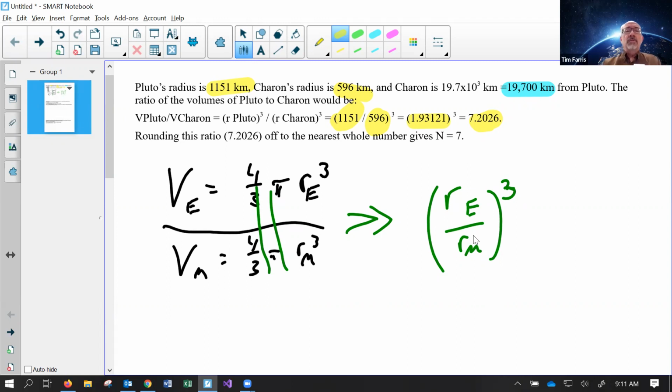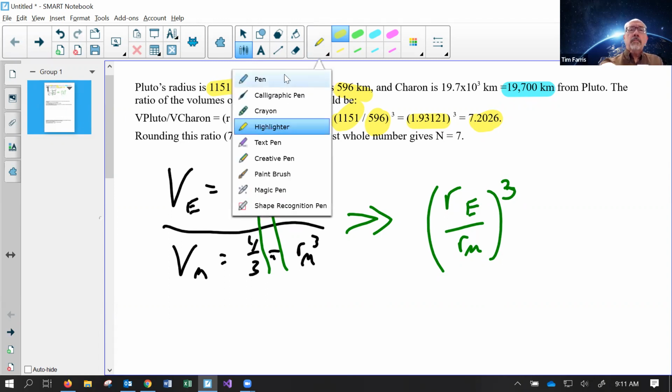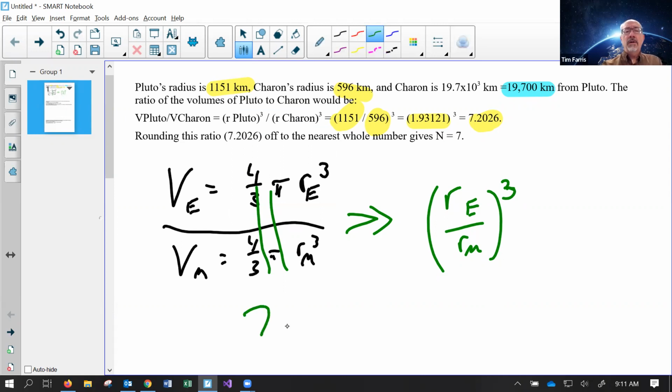So what that means when you're doing the Play-Doh work is you're going to make 7 balls for Pluto and 1 ball for, well, you'll do it for the Earth. In this case, I'm doing Pluto and Charon. I would make 7 balls of Play-Doh for Pluto and 1 ball for Charon. I'd make them all the same size, whatever size I'm making them. I'd make a total of 8 balls, because what I figured out is that the volume of Pluto is 7 times larger than the volume of Charon.